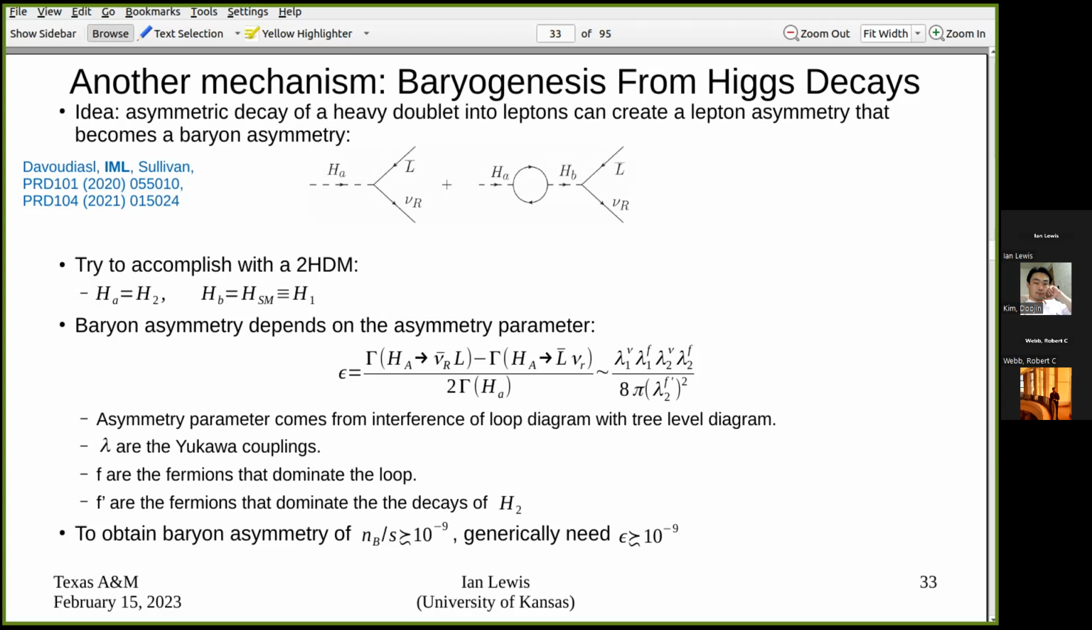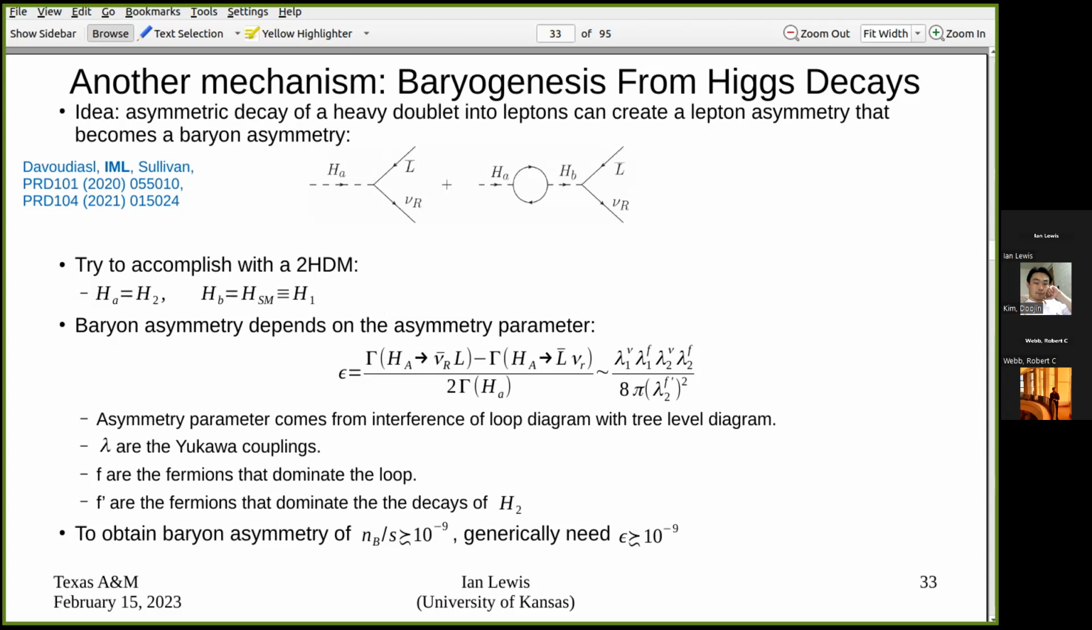So the idea here was, sometimes people talk about heavy lepton decays. I could try to do this where I have a Higgs doublet decaying to leptons. I get an asymmetry of leptons, and then in the early universe there are processes that convert leptons to baryons. I might try to do that sort of thing. So let's try to do this with a two Higgs doublet model first. So I added a second Higgs doublet H2. I call this HA, and this is the guy that decays. I have my Standard Model Higgs doublet, and I set this in the middle.